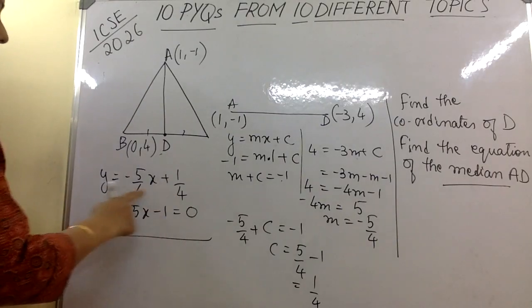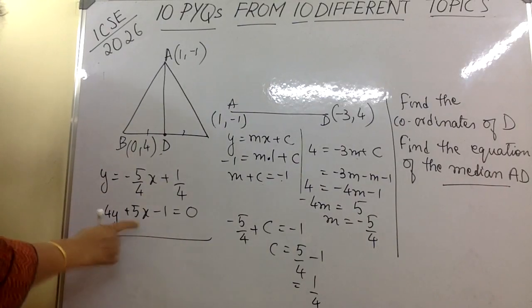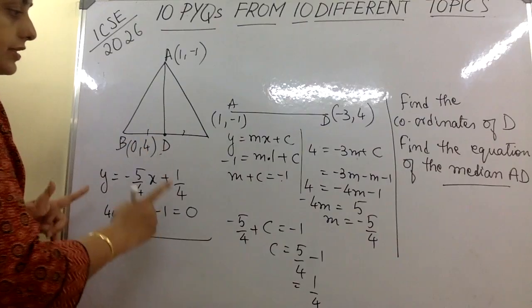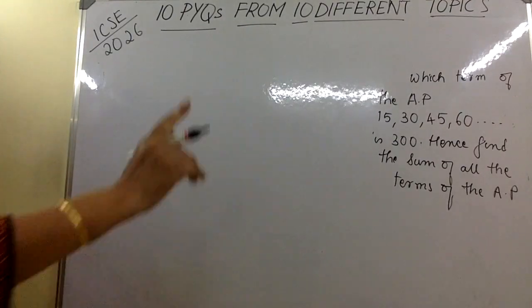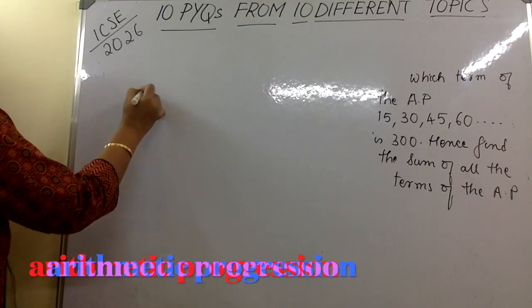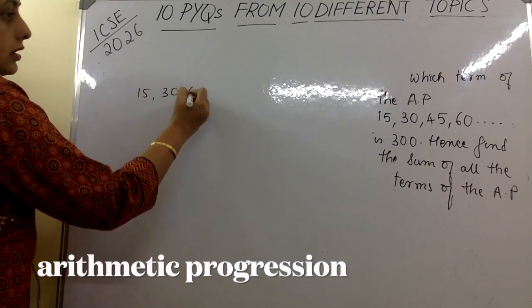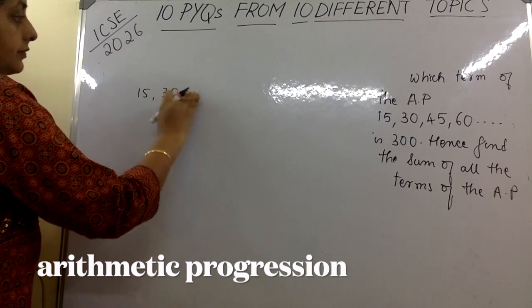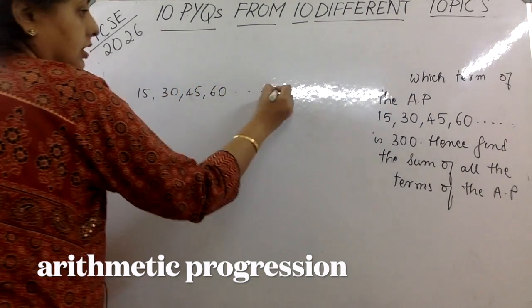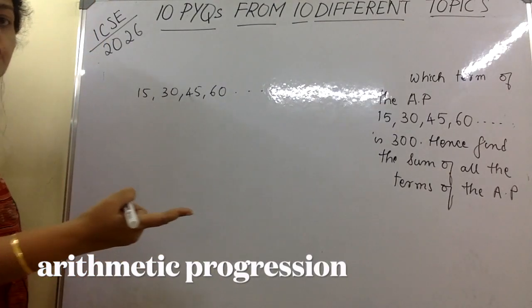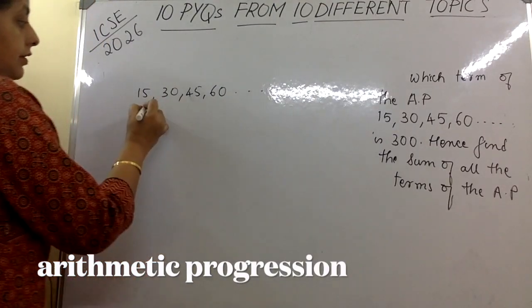Okay, because we take the LCM for this side, this is our final equation of AD. So equation of AD is here. So we have an AP here. Which term of the AP? And the AP is given as 15, then 30, then 45, then 60, dot dot dot, 300. Now they want which term of the AP is 300.